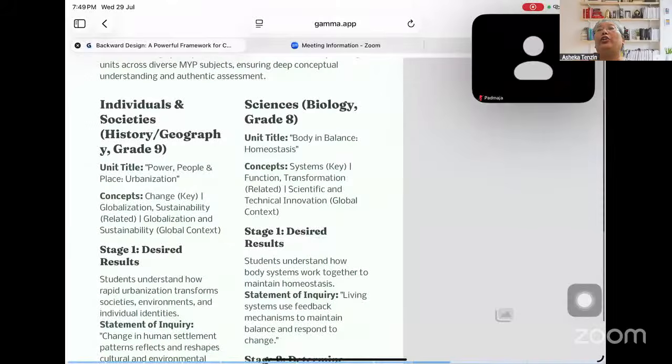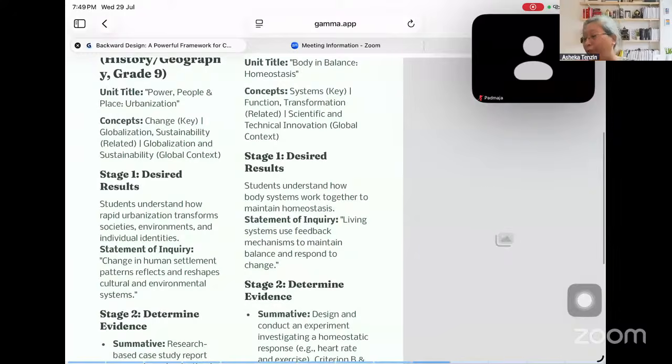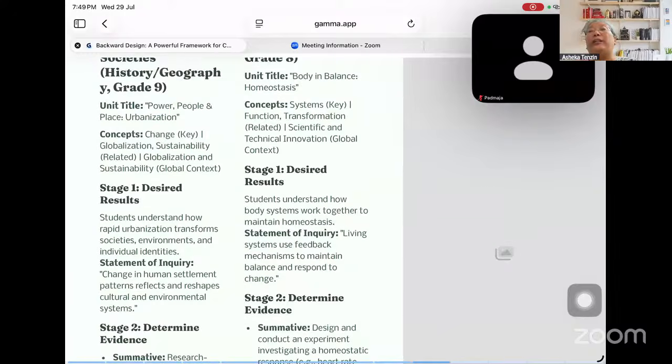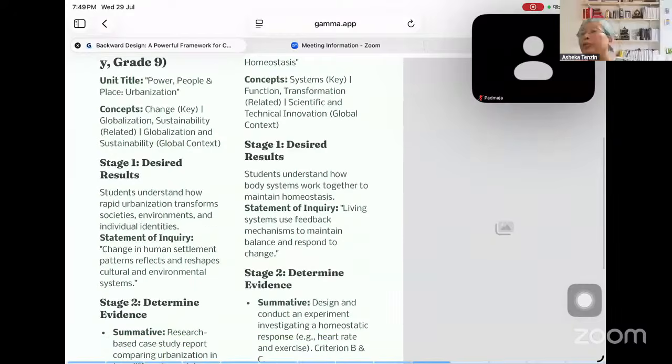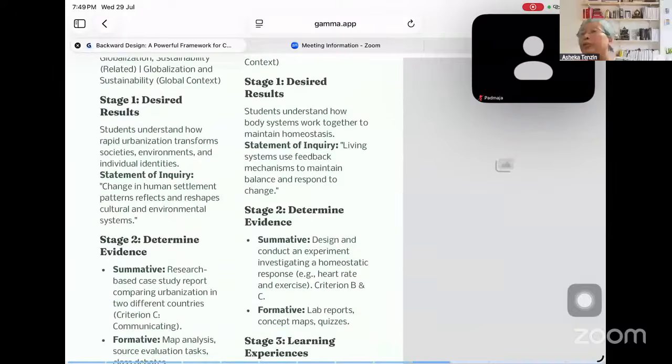Okay, sciences I have given for biology. So if I look at the desired results first, students understand how body systems work together to maintain homeostasis. So I want to teach homeostasis to my students. Okay, so what will be my summative assessment? My summative assessment is to design and conduct an experiment investigating a homeostatic response. Heartbeat and exercise, criterion B and C. So my formative will also be some lab report because I have to teach them how to do the summative.